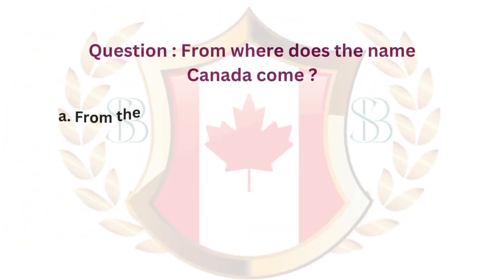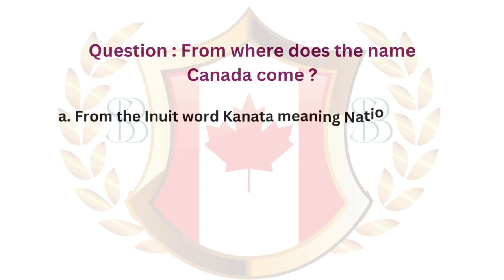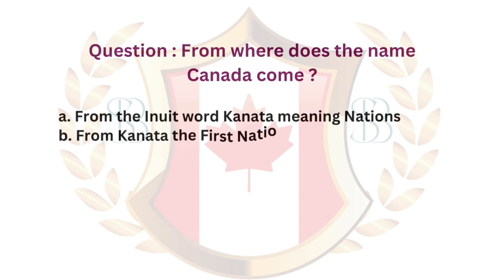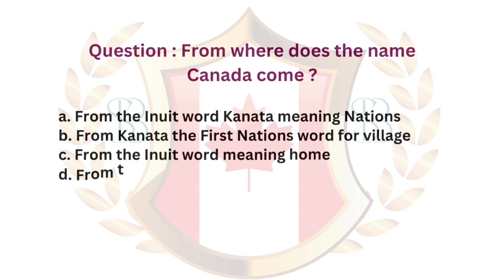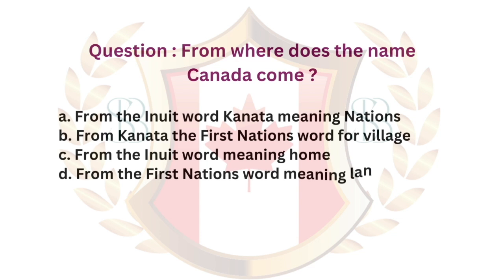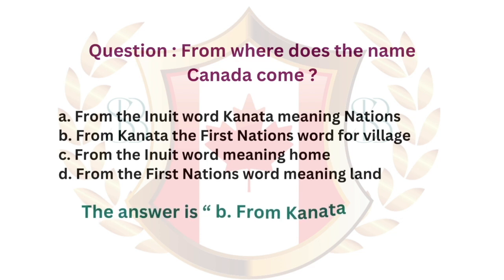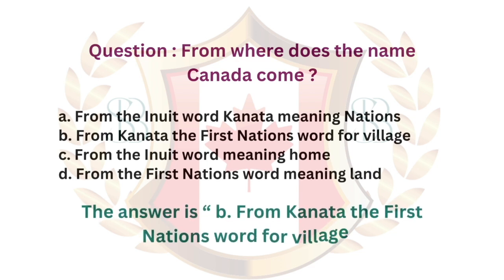Question. From where does the name Canada come? A. From the Inuit word Kanata meaning nations. B. From Kanata, the First Nations word for village. C. From the Inuit word meaning home. D. From the First Nations word meaning land. The answer is B. From Kanata, the First Nations word for village.